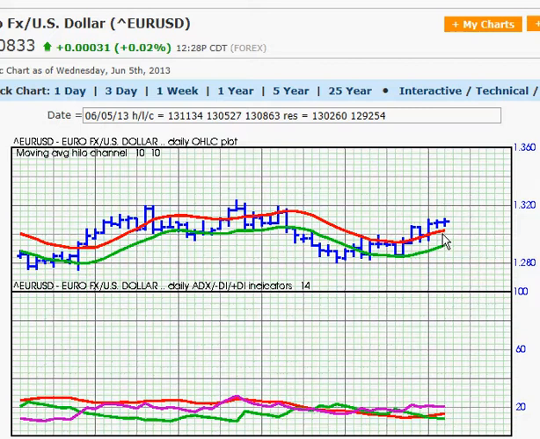Now if we get it long and then this thing turns around, then we'll go short again. Sometimes you've got to hit them two or three times. That's not unusual in trading.